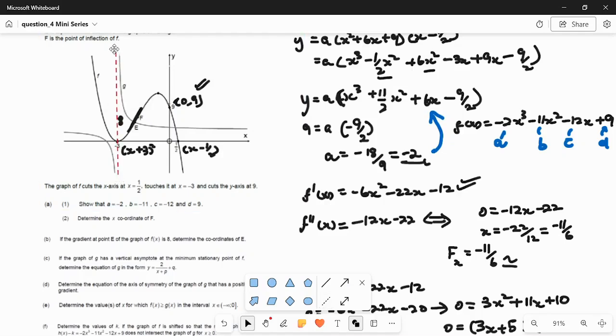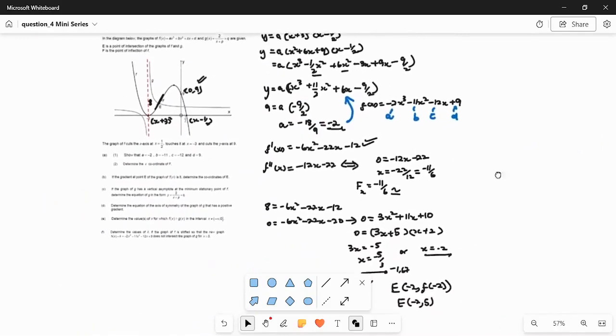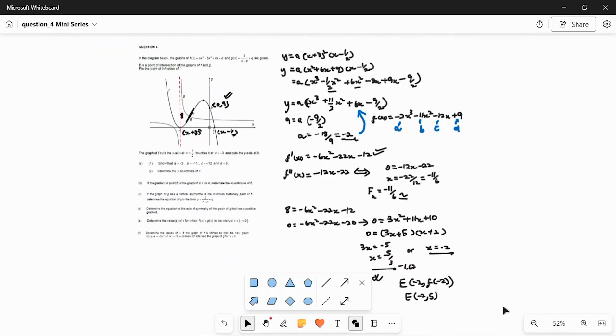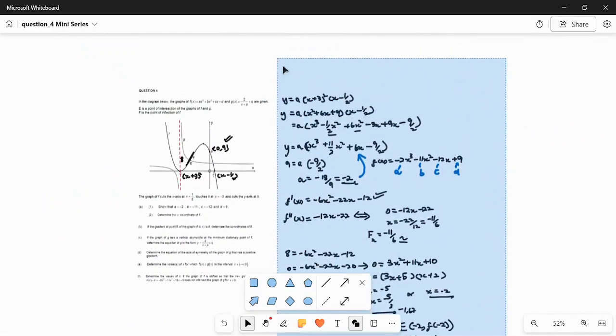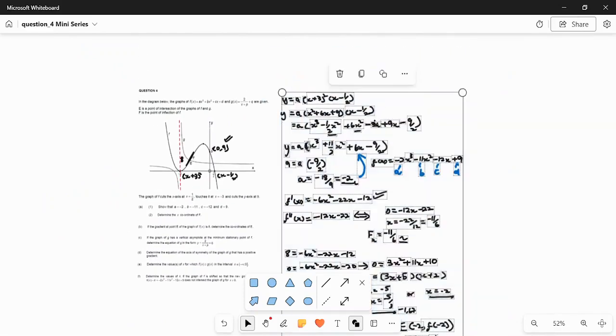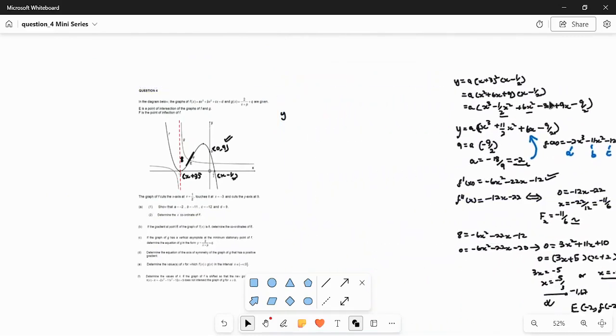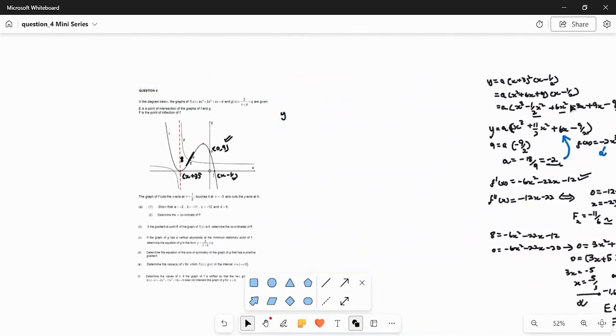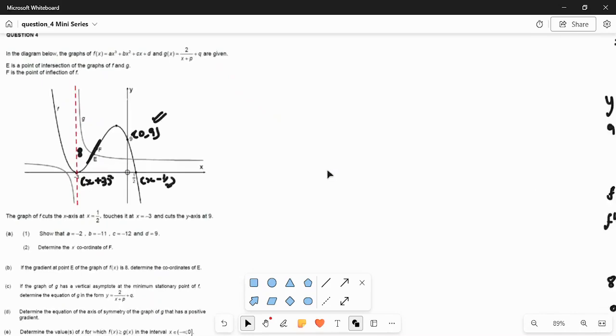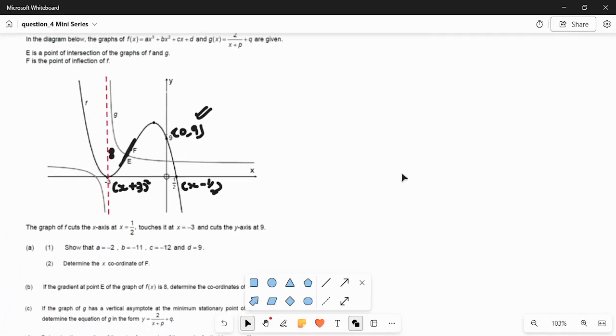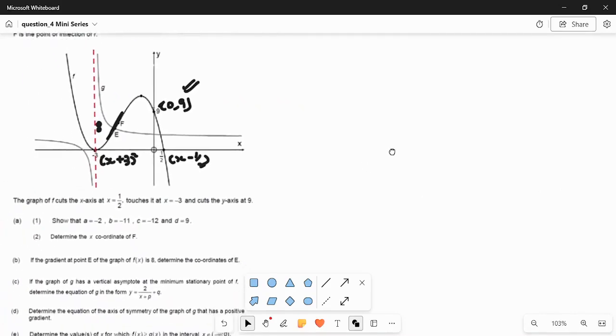And that's for the hyperbola, right? Okay, let me just create some space here. Let me move everything here. Let's move that to the other side. I can delete that, it doesn't matter.